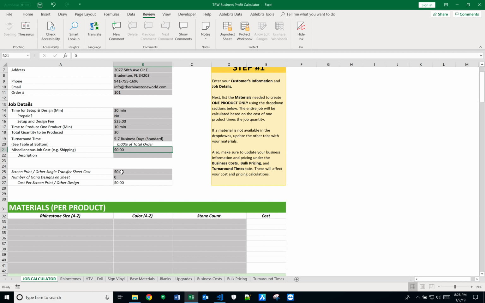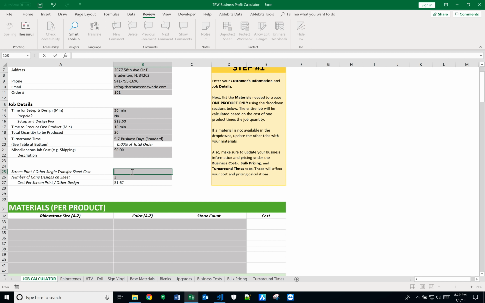Okay, lastly in this header section, you can see screen print / other single transfer sheet costs. So if you're doing screen print, you can put your sheet costs here and it's actually going to account for that. So maybe it's $5 or maybe you're using some other kind of transfer. You can put that here. And let's say you gang up designs on a single sheet. And so maybe there's 3 per sheet. It's going to tell you it's $1.67 per design per sheet.